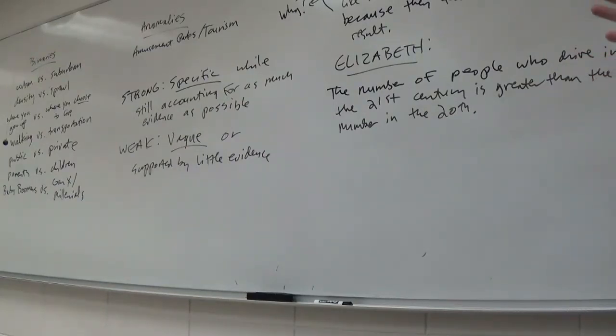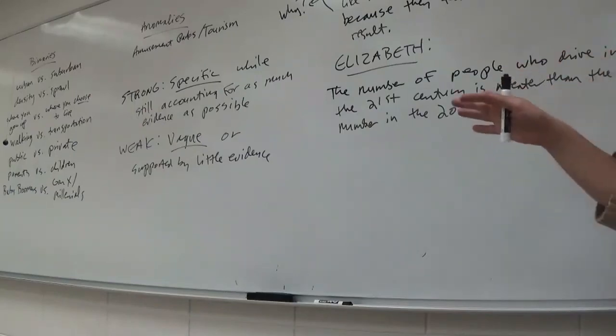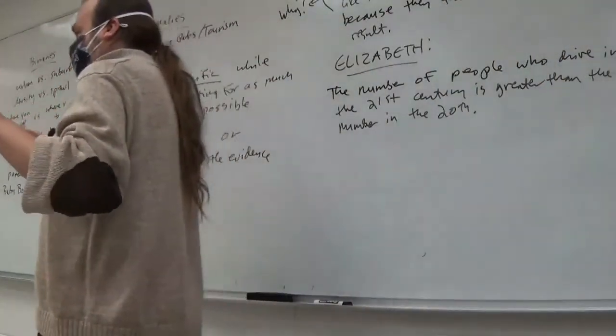Okay, but we get how this works, right? We understand what's going on. Does anybody have any questions about claim, evidence, or generating a claim from evidence?